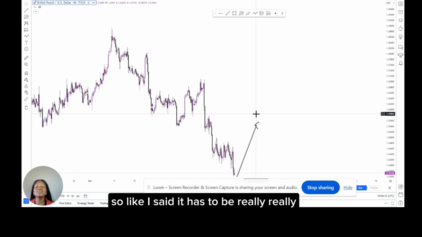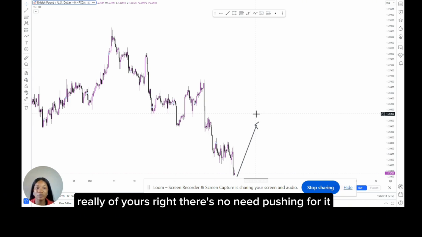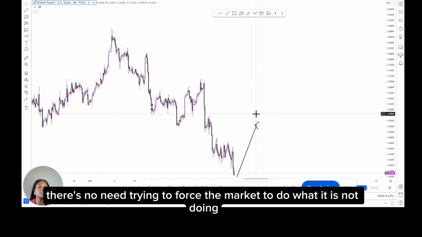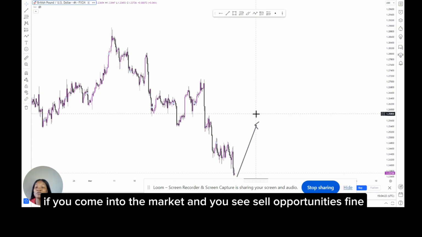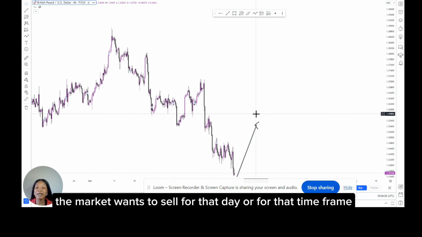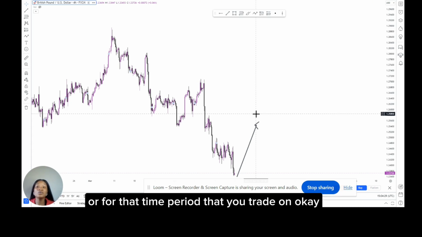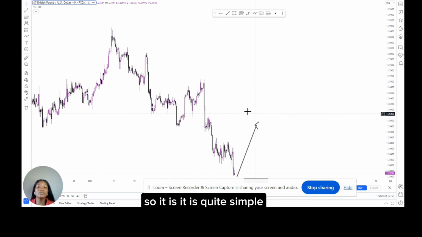So like I said, it has to be really obvious, right? There's no need pushing for it. There's no need trying to force the market to do what it is not doing. If you come into the market and you see sell opportunities, fine, the market wants to sell for that day or for that time frame or for that time period that you trade on. Okay, so it is quite simple.